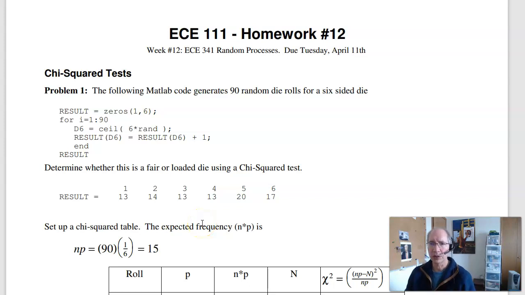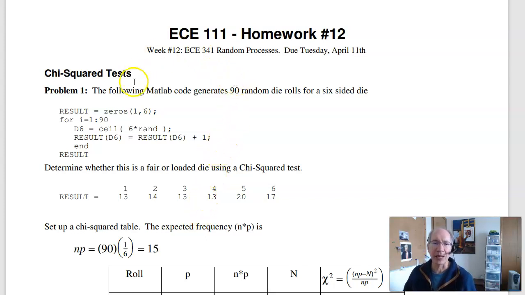Here are solutions to homework set number 12 for ECE 111. This week we're covering statistics, namely the chi-square test, normal distribution, and t-distribution. Now the first problem looks at random numbers.